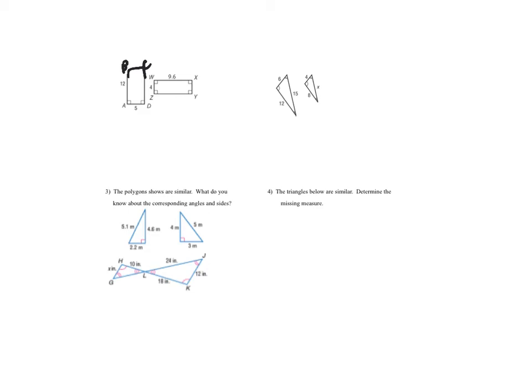The polygons are similar. What do you know about corresponding angles? Okay, the polygons are similar. If they're similar, what does that mean? Proportional sides and congruent angles. So the polygons are similar. What do you know about corresponding angles? So that they are congruent.